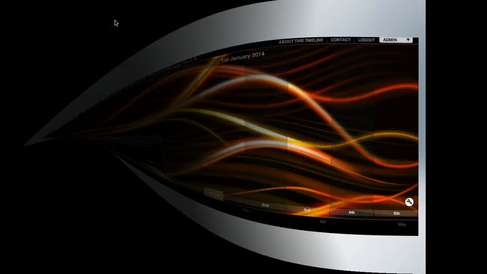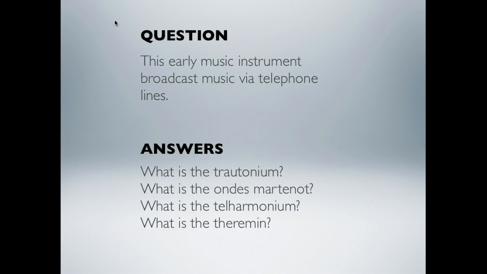Accompanying each timeline entry will be 3 scavenger hunt questions that you will format in Jeopardy style. If you're not familiar with the TV show Jeopardy, watch it for a bit one day soon. Jeopardy-style questions present the answer in the form of a question. For instance, this early music instrument broadcast music via telephone lines. Then the answers are presented in the form of a question. What is the trautonium? What is the onde martenot? What is the telharmonium? What is the theremin?